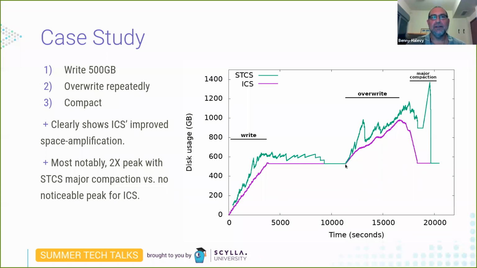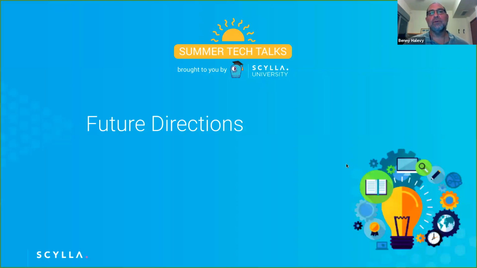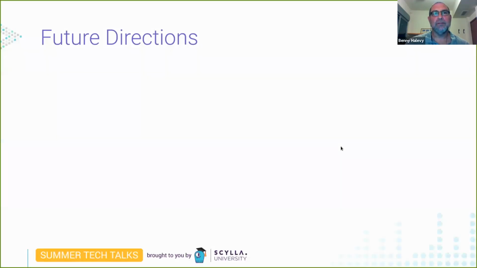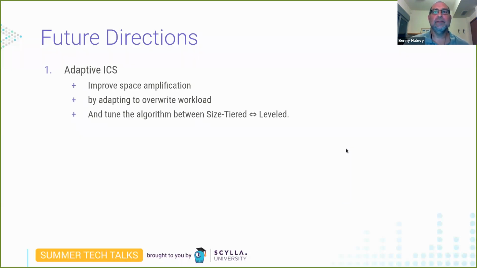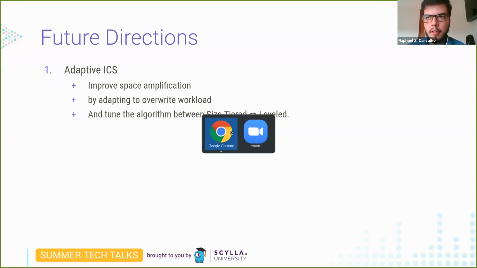And on to the next slide, I would like to describe some future directions that we're exploring, and hopefully will be available in the coming months. Okay, so now it's time to talk a little bit about the future directions for compaction strategies. I would like to say that some of the ideas here don't belong to just ICS. They could be applied to the other existing compaction strategies as well. So the first idea is adaptive ICS. This one we are actually going to apply only for ICS.